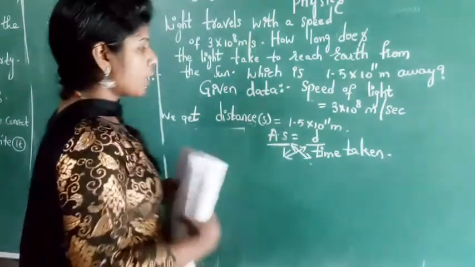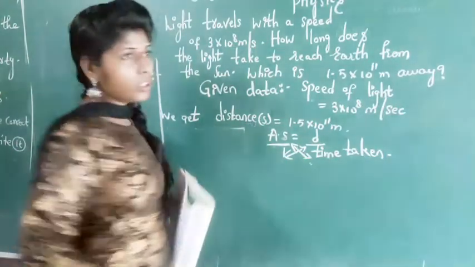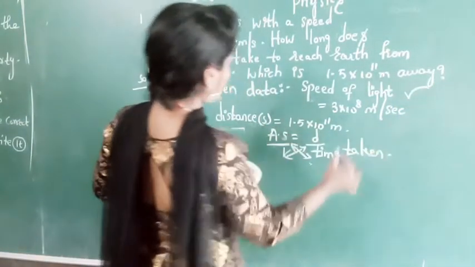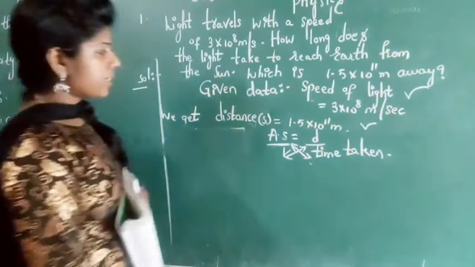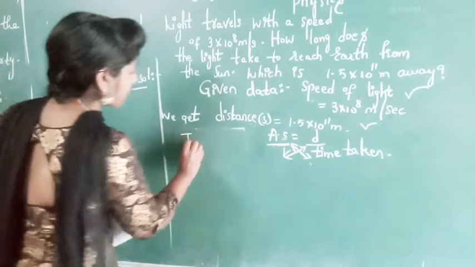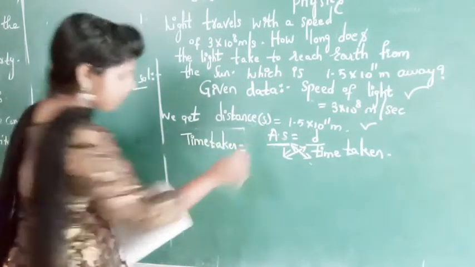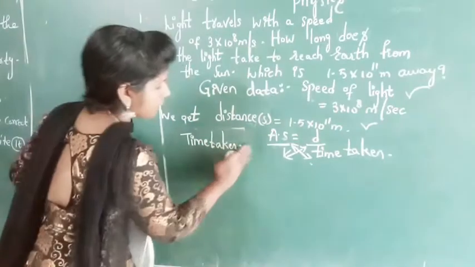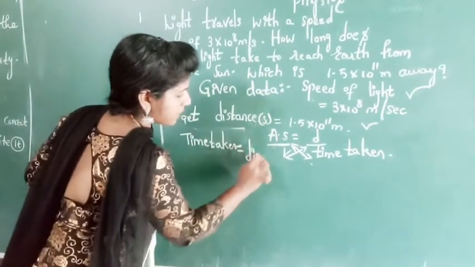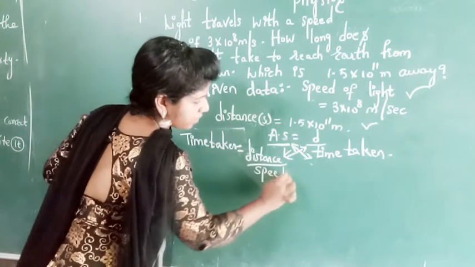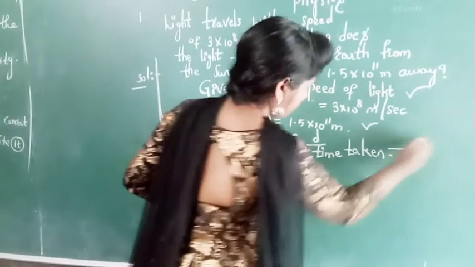Okay, we already know that average speed is equal to distance by time taken. So what are the values we got here? Speed we got, distance we got. So now we are calculating time taken. Time taken is equal to distance by speed. Okay. This is equation number 1. This is equation number 2.